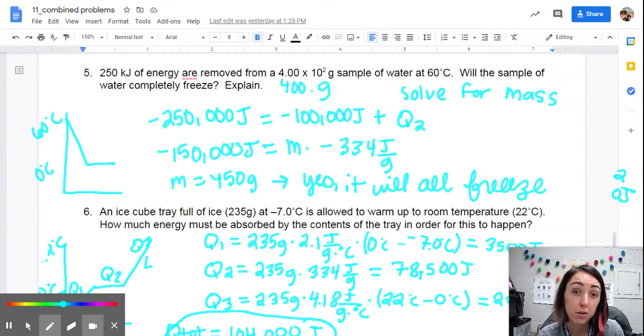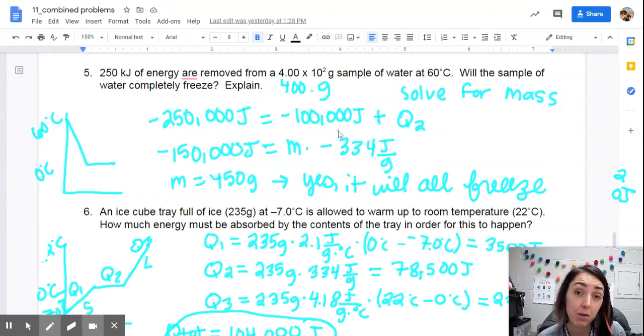All right, let's talk through a few points of this one. I didn't fully show my work. If you look at my copy of the key I posted in the same page, you will see my more detailed work. I just posted a little snippet of my work here since we've done a bunch of these problems at this point. So I did not show my work for Q1, but what I got for Q1 is negative 100,000 joules.